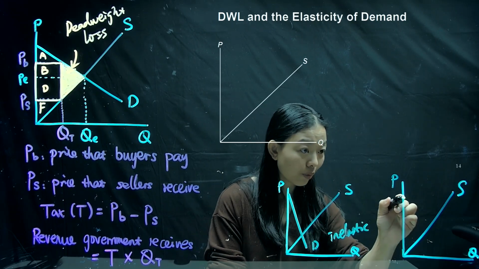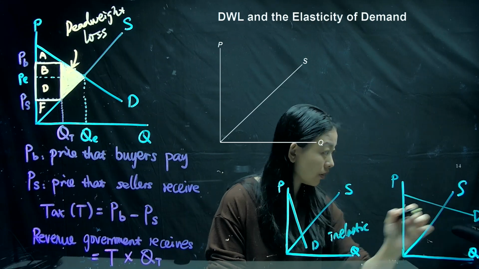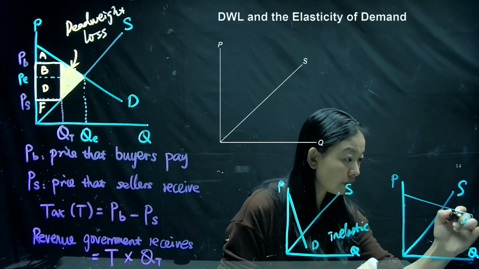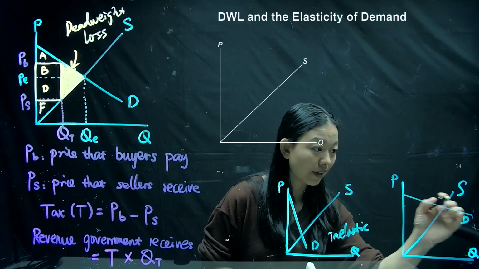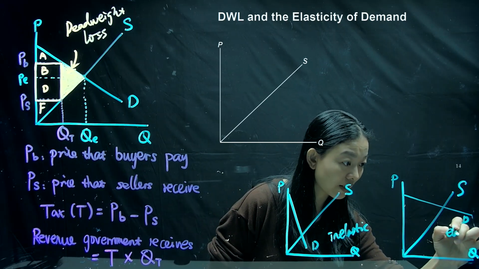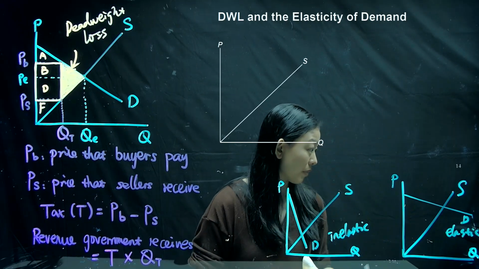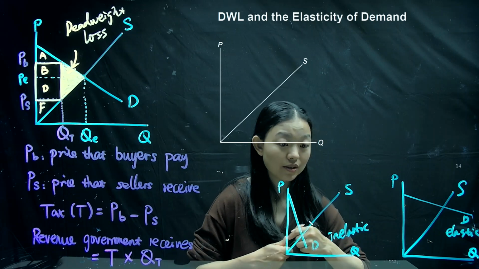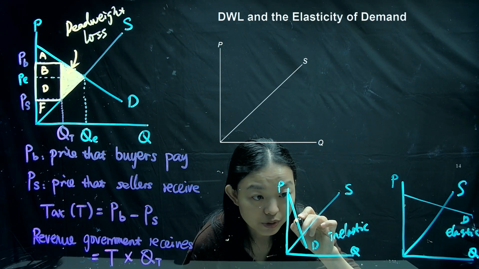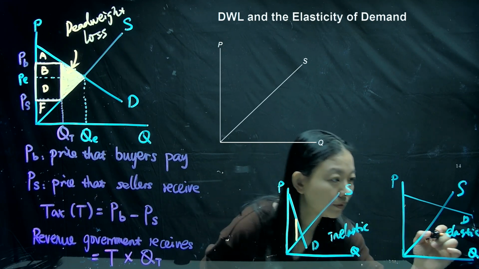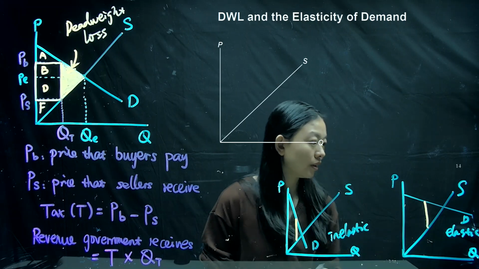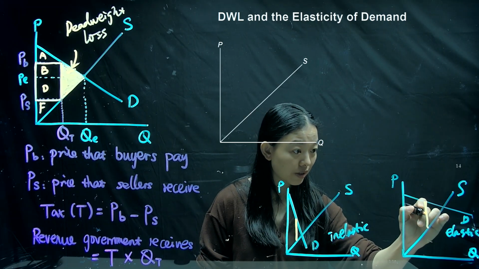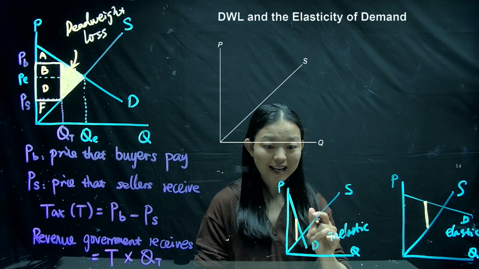And then for the second one, we have a demand curve like this way. Flatter, okay? Flatter demand curve. And then this is elastic demand, okay? Then suppose the government imposed the same tax rate, okay? You can notice even these two have the same tax rate, right? But they result in different deadweight loss.